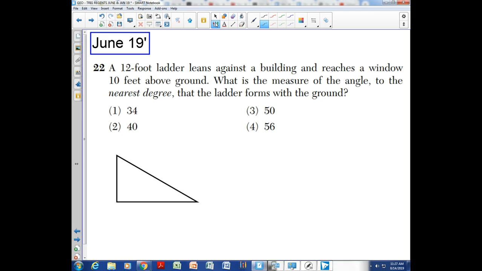And I'm going to remember that ladders are always leaning, so that is going to represent my hypotenuse. And something that is 10 feet above the ground is going to be the vertical leg. Here's my right angle. And the question here is, to the nearest degree, what is the angle that the ladder forms with the ground? So my angle is going to be down right here.